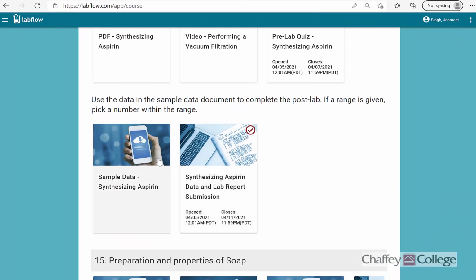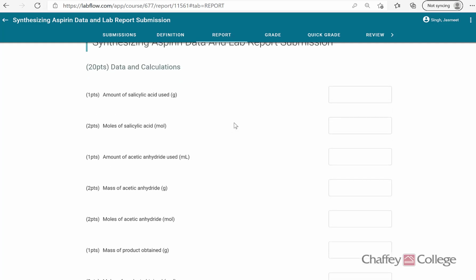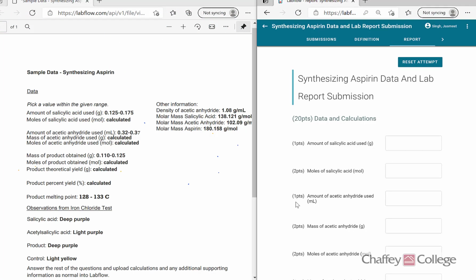The data needed to complete this lab report is given in this sample data tab, and as usual the lab report is in this tab. So let's see how to use sample data to complete this lab report. So let's open the lab report. Okay, so let's have the data and lab report side by side so that we can see which data goes where. Okay, so here is our data on the left hand side and our lab report on the right hand side.